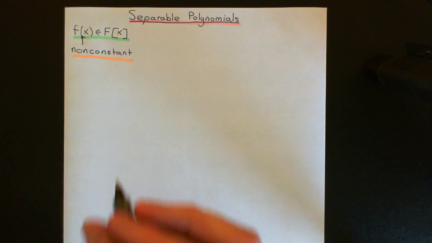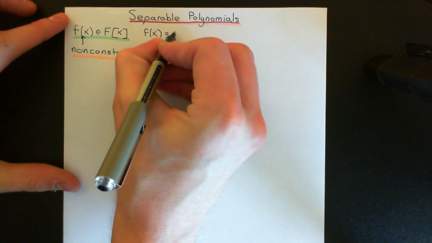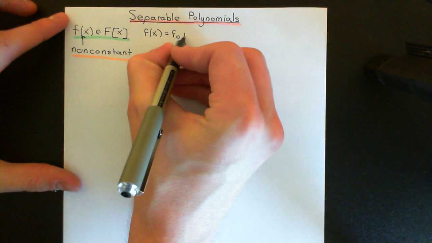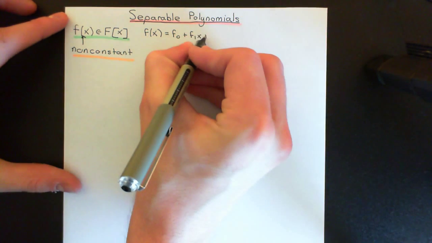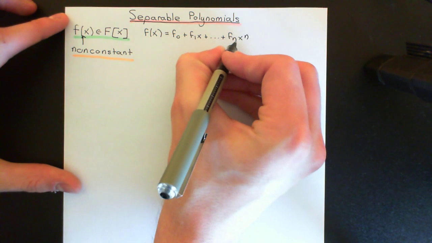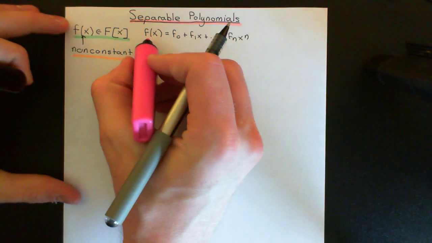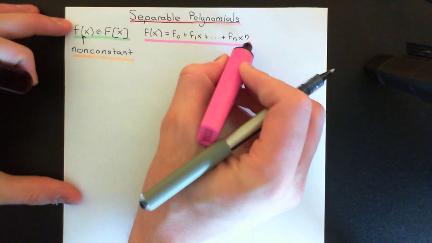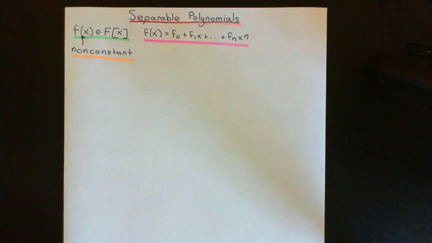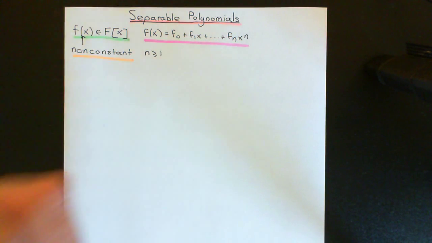Just to write this out explicitly, let's have f of x written out like so: f0 plus f1x plus all the way up to fn x to the n, where these fi's are the coefficients of the polynomial, so they're elements of the field, capital F. Here n is the degree of this polynomial, and what we know is that n is greater than or equal to 1, because we've assumed that it's a non-constant polynomial.